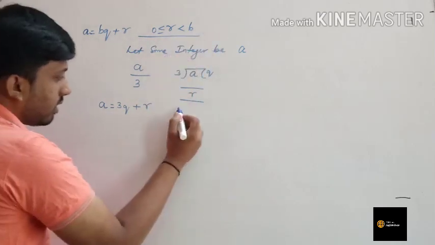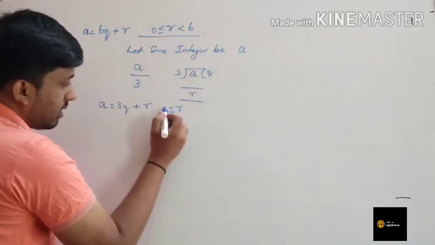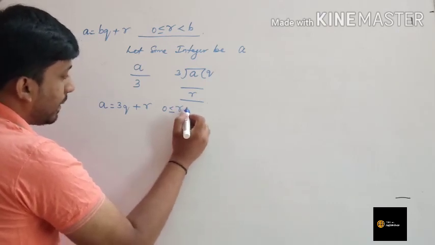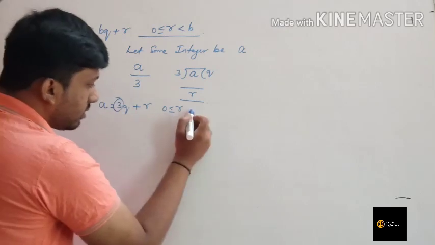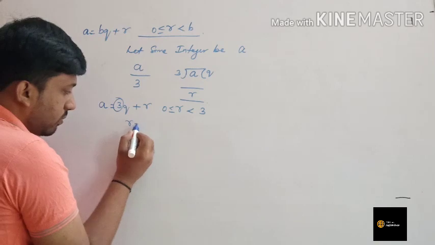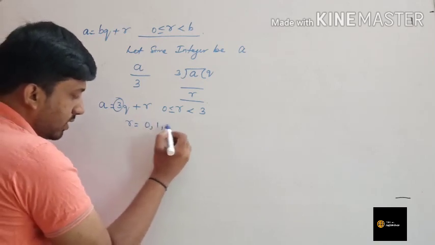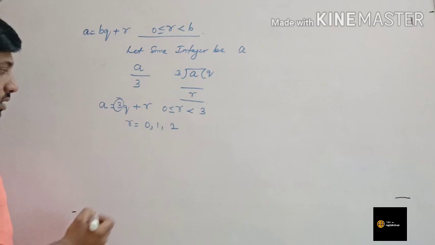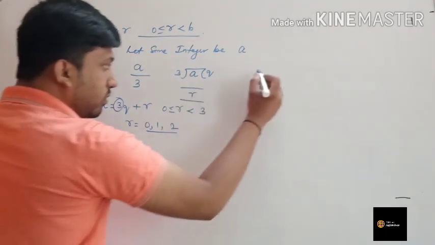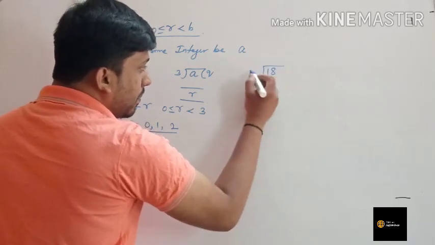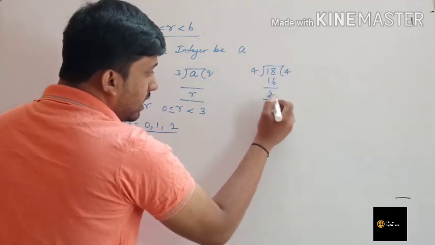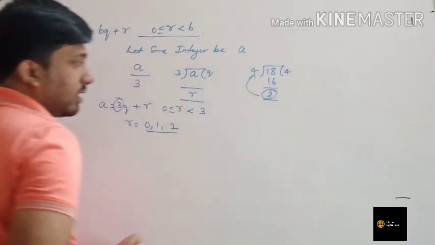According to the rule, always r is greater than or equal to 0 and it's less than b. Here b is 3, right? So r is between 0 and 3. Therefore, the remainder possibilities are 0, 1 and 2. So it can take these 3 values, not more than this. Whatever the number we divide, for example, 18 by 4, 4 fours are 16, again 2 remainder. The remainder will always be lesser than the divisor.